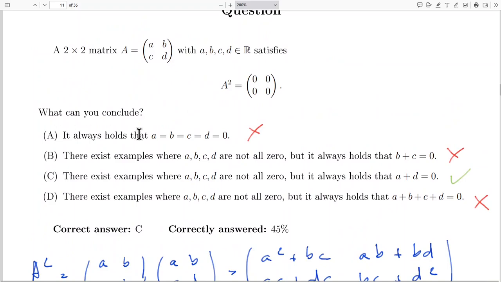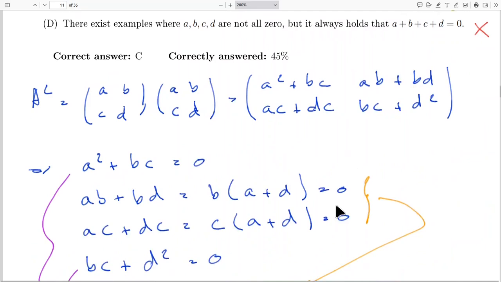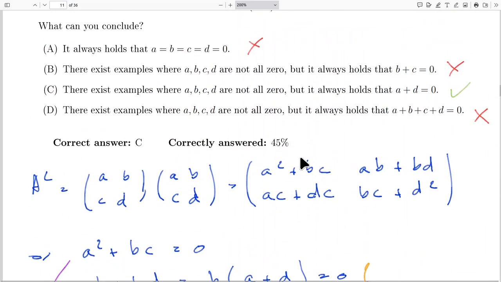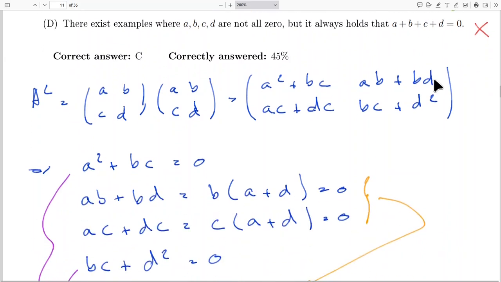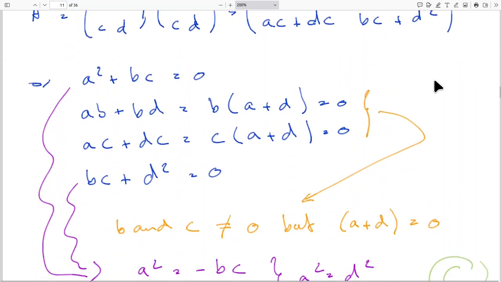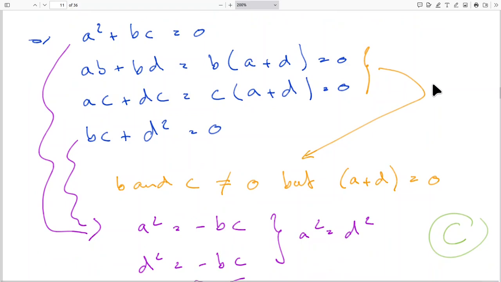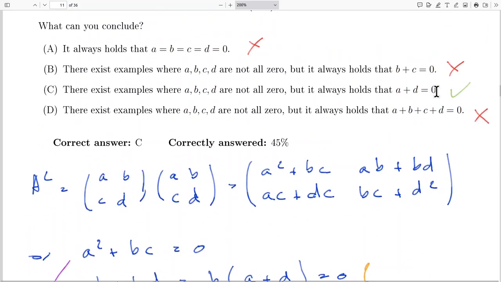So, it always holds that A, B, C, D are all 0? That's not true, because we've seen that here, right? B and C don't have to be 0. There exist examples where A, B, C and D are not all 0, but it holds that B plus C has to be 0? No, because if B or C are 0, then A and D are 0 too, so nope.